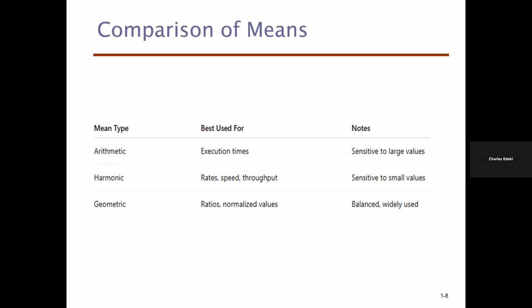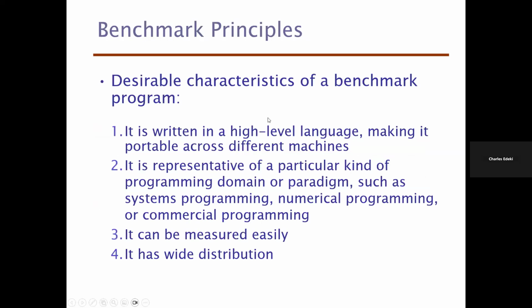Then geometric mean, best for normalized ratios across benchmarks, because of the exponential. Okay, so that will take us to the next section. We finish with the three means. Next is the benchmark principles.